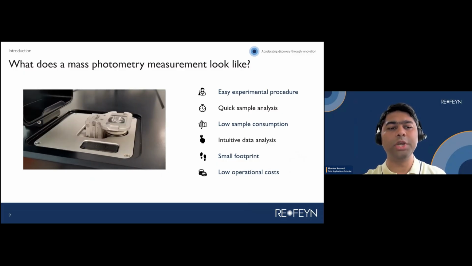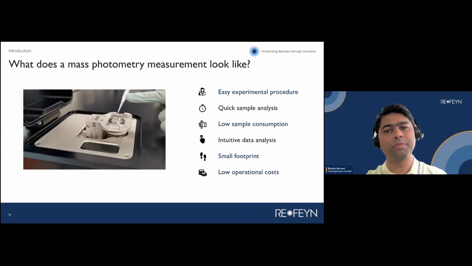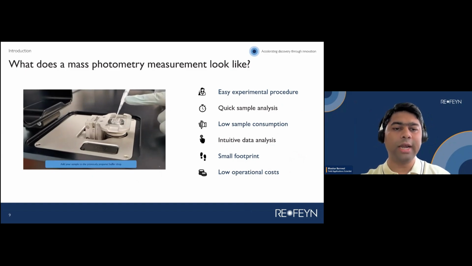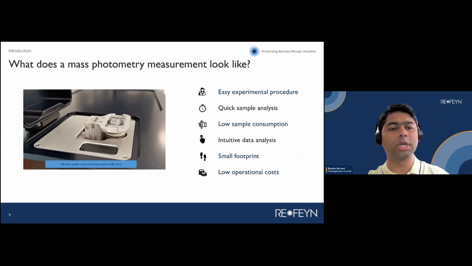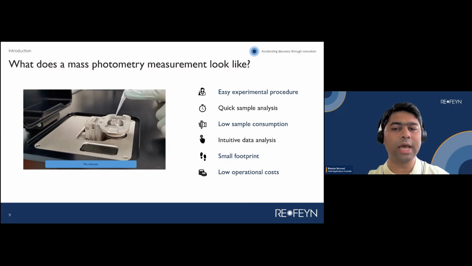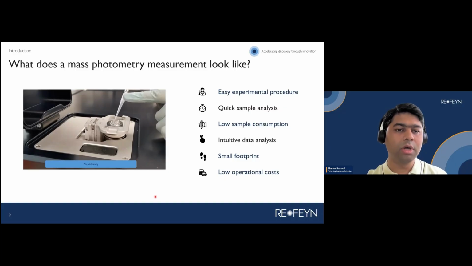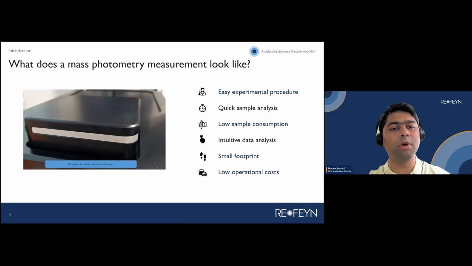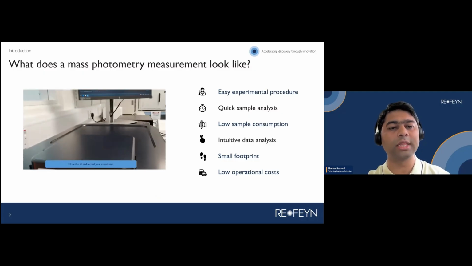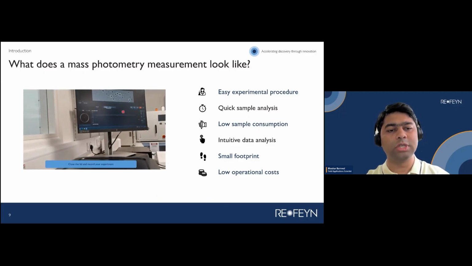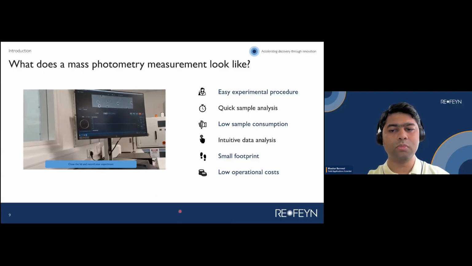So this is the video of a mass photometry measurement. The glass slide is placed on top of the objective lens, and the sample is then added to the buffer drop, and then it is mixed gently. Once the lid is closed, then you will see the molecules landing onto the glass cover slip, which will look like this.